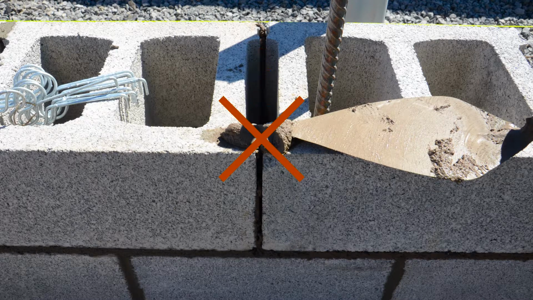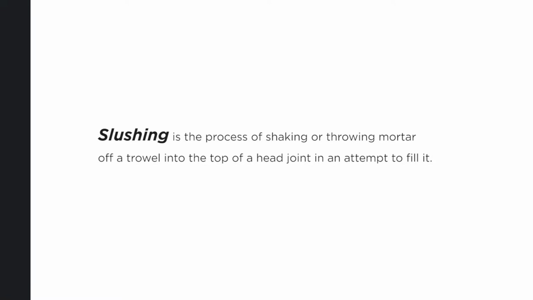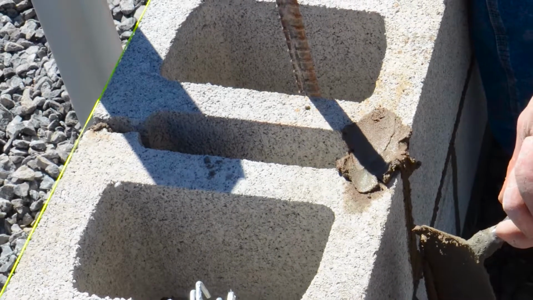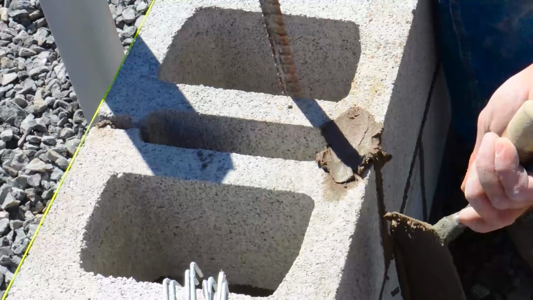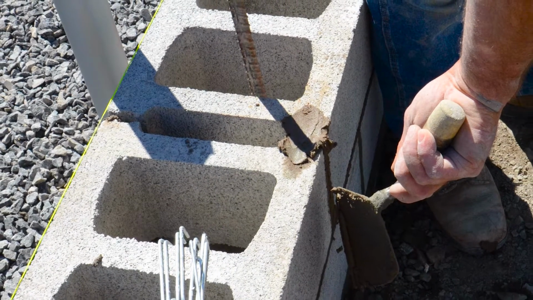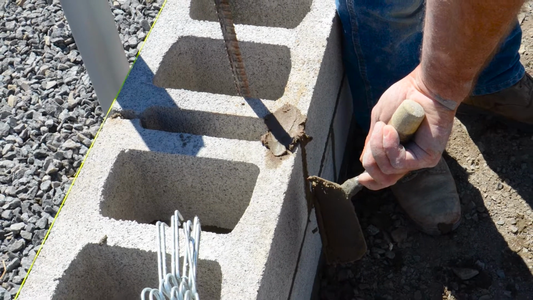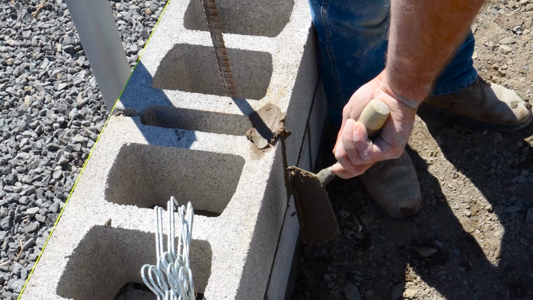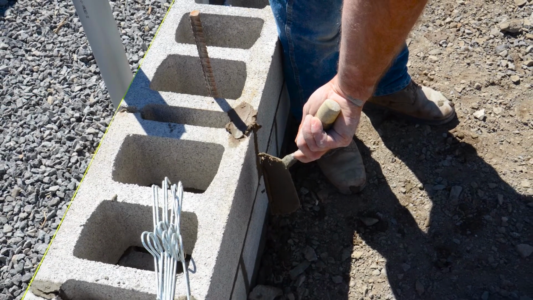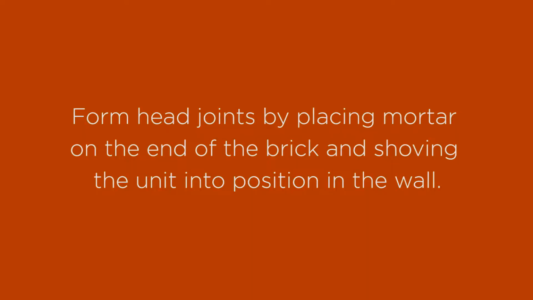The code does not allow head joints to be filled by slushing them with mortar. Slushing is the process of shaking or throwing mortar off of a trowel into the top of a head joint in an attempt to fill it. Slushing will not create a good head joint. First of all, the mortar is not placed under compression and is thus unlikely to develop adequate contact for bond. Also, in shaking or throwing the mortar off, the trowel may be struck against the top of the brick. The impact of the trowel on the brick can break the mortar bond, resulting in increased water penetration and reduced wall strength.